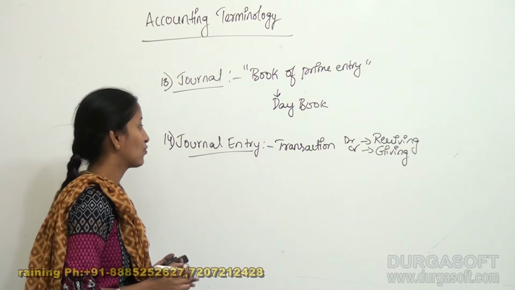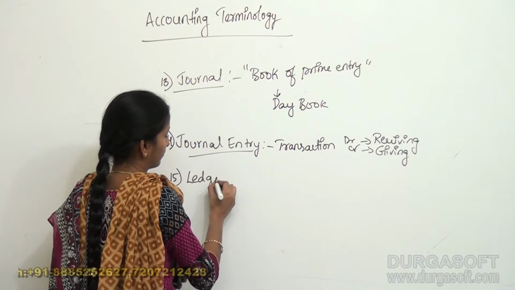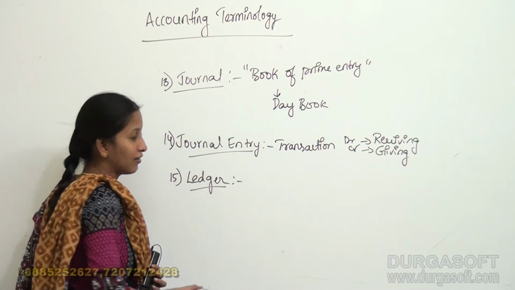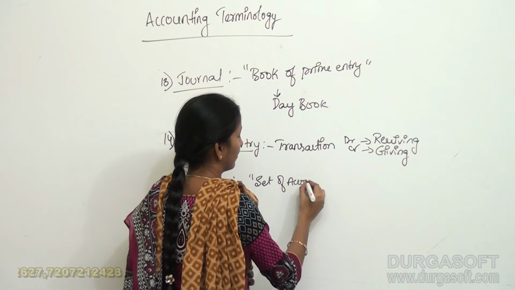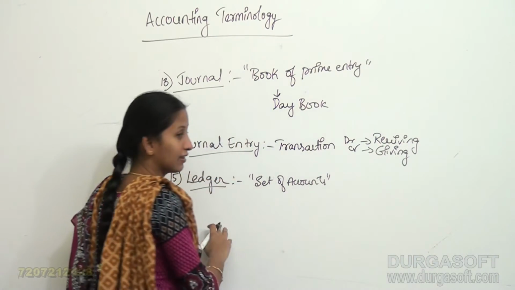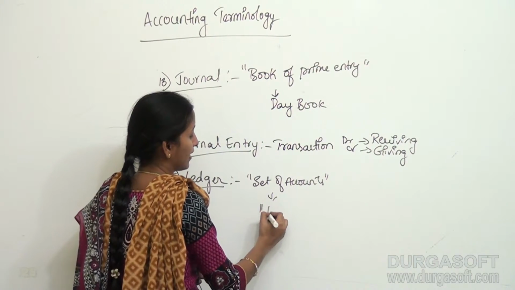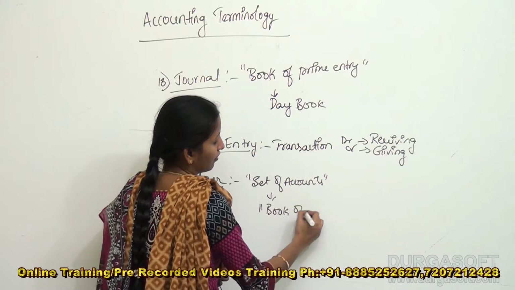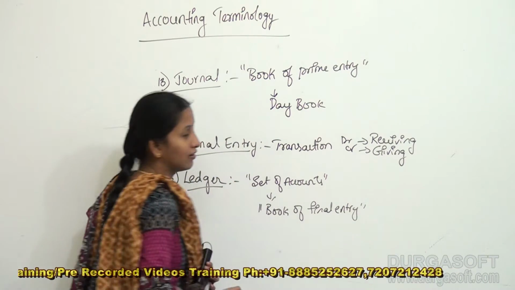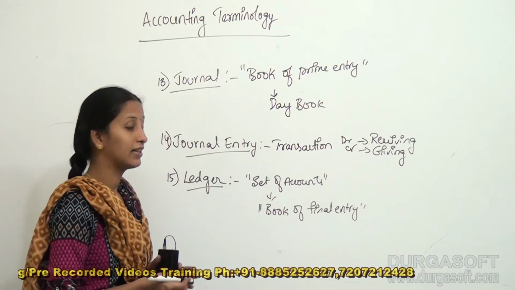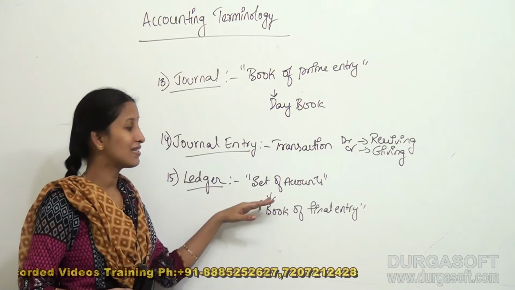Okay. And the next one, the 15th one, ledger. Ledger is nothing but a set of accounts. I already said in the last class, ledger is a set of accounts, and it is also called book of final entry. After entering in the general, at last where will we enter? We will enter in the ledger. That's why it is called ledgers.